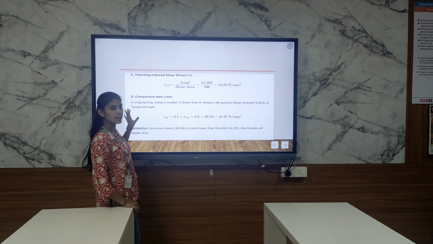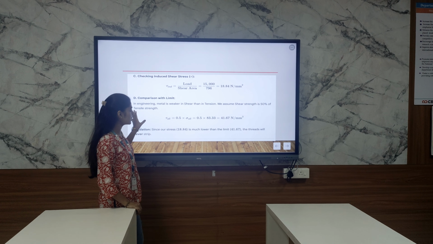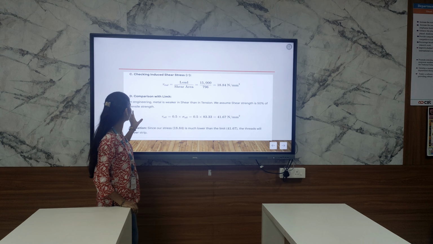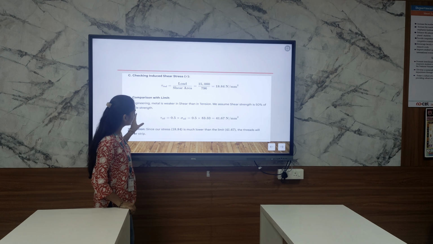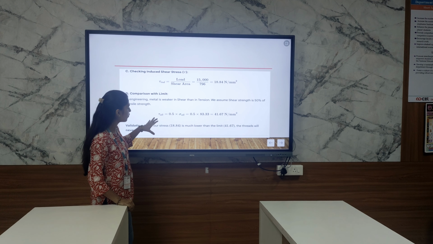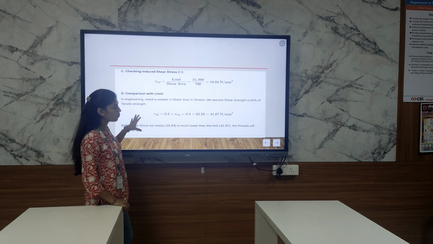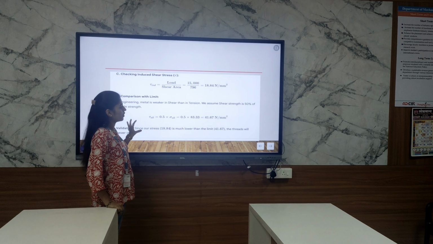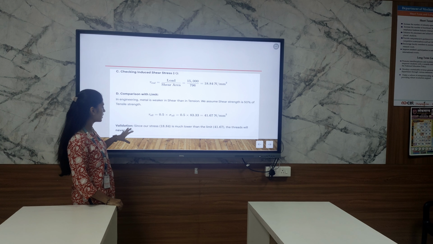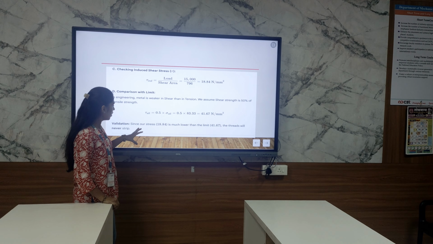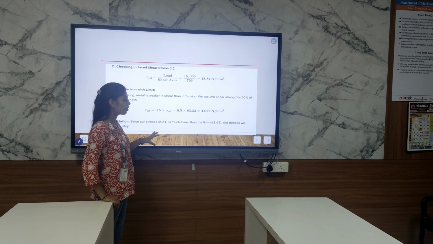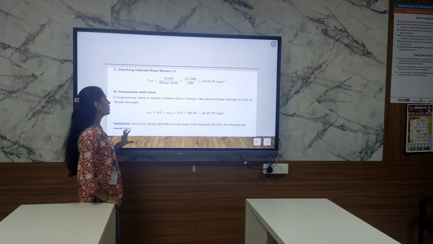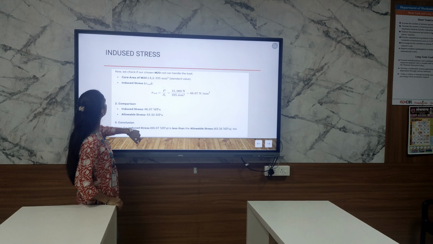Comparison with limit: in engineering, metal is weaker in shear than tension. We assume shear strength is 50% of tensile strength. Tau allowable = 0.5 × sigma_all = 0.5 × 83.33 = 41.67 N/mm². Validation: since our stress of 18.84 is much lower than the limit of 41.67, the thread will never strip.